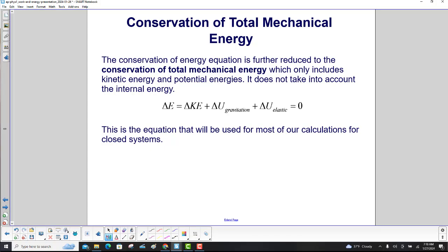One more step. The conservation of energy equation is further reduced to the conservation of total mechanical energy, which only includes change in kinetic energy and the change in gravitational potential energy and elastic potential energy. It does not take into account the internal energy. This is all equal to 0. This is the equation that will be used for most of our calculations for closed systems.